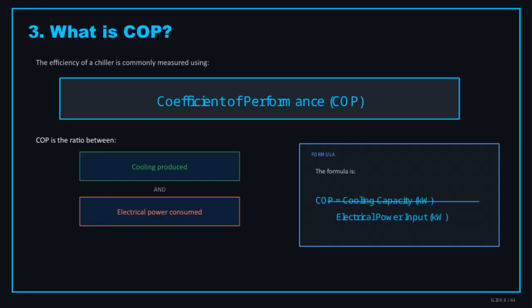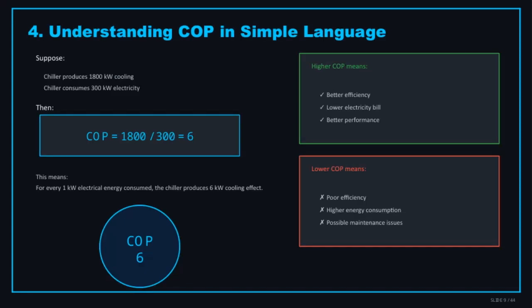Let's talk about COP. That stands for coefficient of performance. It's a way to measure how efficient a chiller is. Simply put, it's the ratio between the cooling capacity it provides and the electrical power it consumes. So, if a chiller uses less electricity to produce more cooling, it has a higher COP. This number helps us understand how well the system is working, and it's key when comparing different chillers or optimizing energy use.